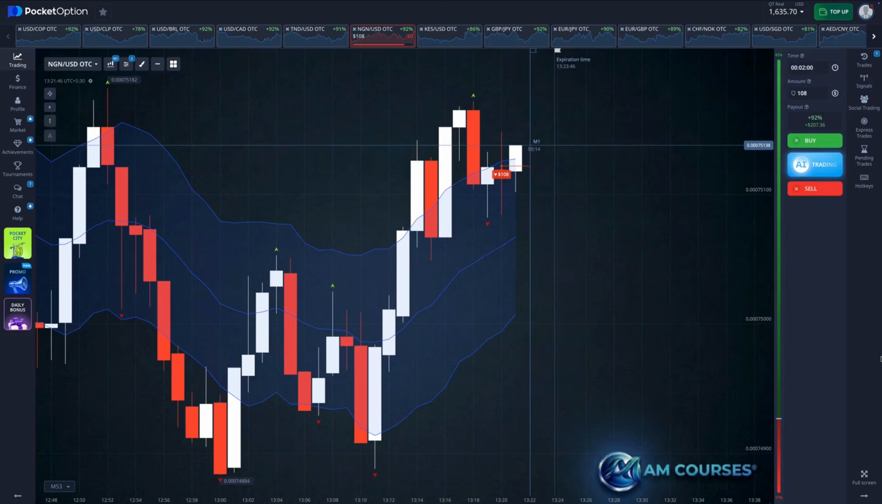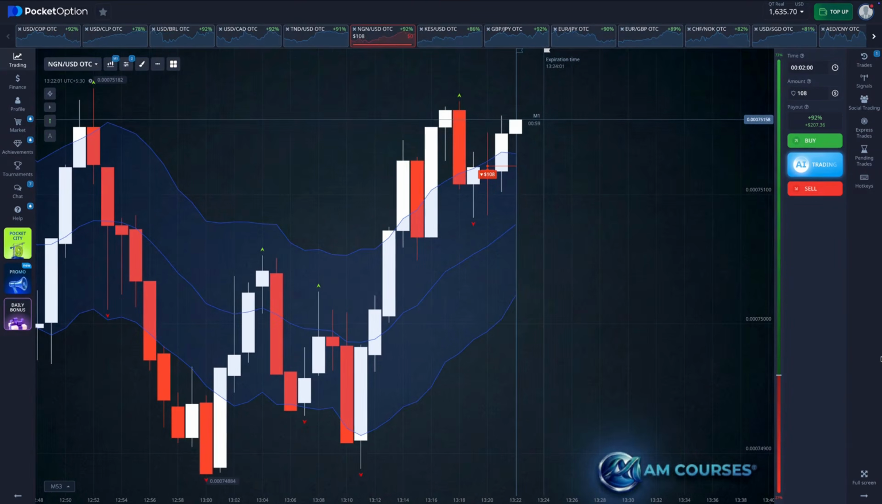There's no panic here. The setup was legitimate. But the market doesn't care about our rules. It does what it wants. And in this case, it's telling us this trade isn't working out. And there it is. Trade closed in a loss. The setup was valid. The entry followed all the rules. But the market moved against us.